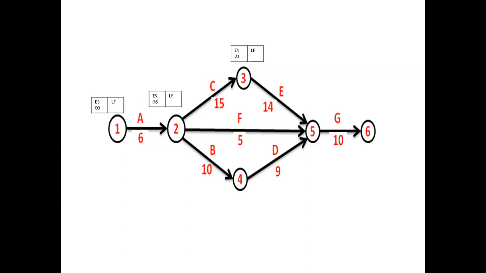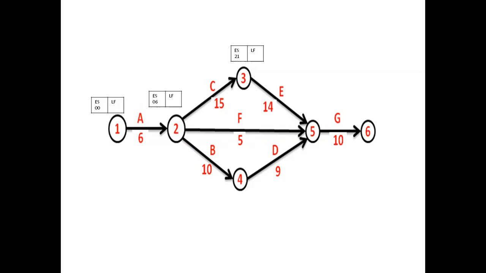Then for 2 to 3, that is activity C, the earliest start time for activity 3 to 5 is 6 plus 15, which will make it 21. So 21 is the earliest start time for activity E, or 3 to 5. And for activity 2 to 4, the earliest start time is 6. So this earliest start time 6 is the earliest start time for 3 activities, that is 2 to 3, 2 to 5 and 2 to 4.